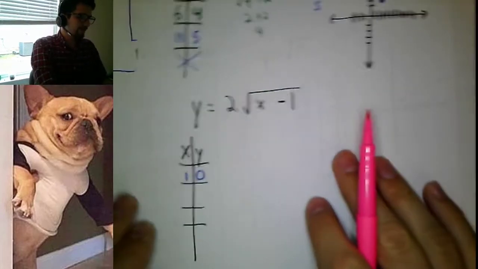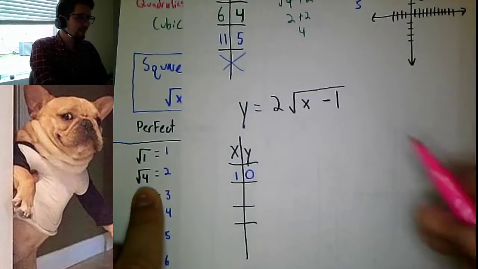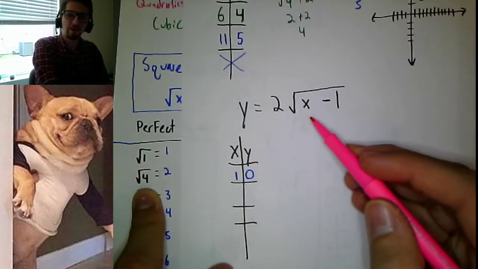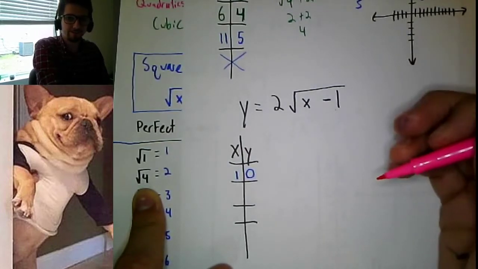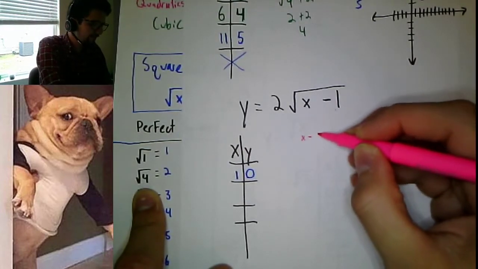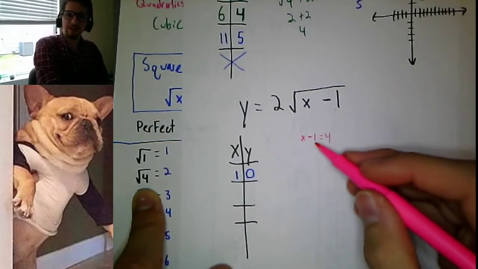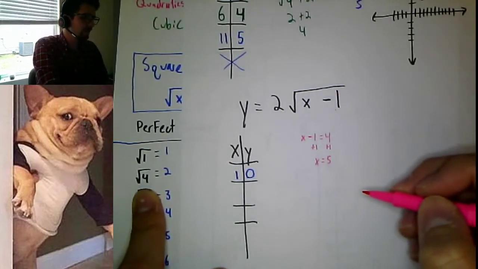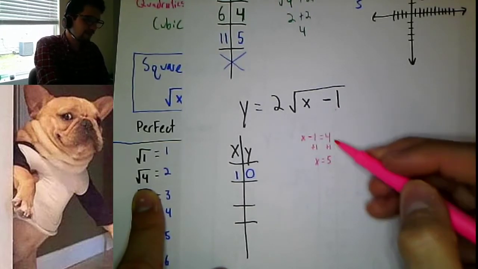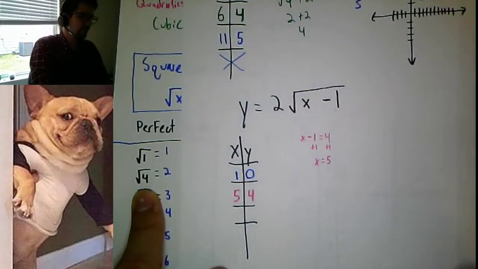I'm starting at 1. Let's look at my perfect square list. What's the next biggest perfect square? 4. What can I plug in as x to get 4? What minus 1 gives me 4? How would I do this? I would add 1 to both sides and get x equals 5. So if I plug in 5, then I get 4. Oh, I'm sorry, I'm being silly.